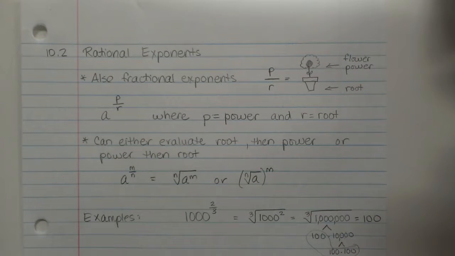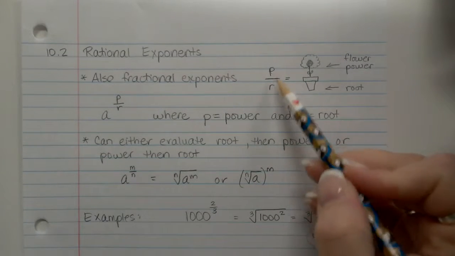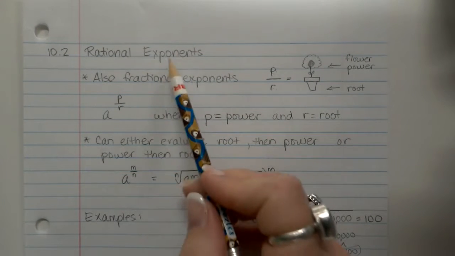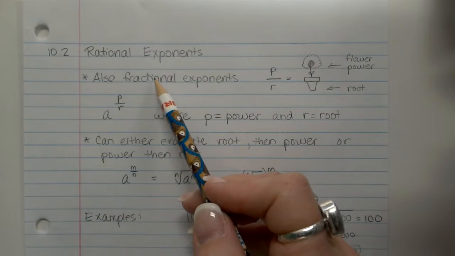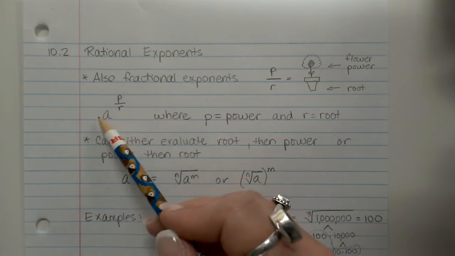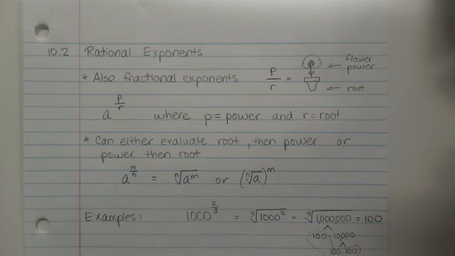Okay, in this section we're going to be talking about rational exponents. Rational is just another way of saying that it's a fraction with integers, so you have a ratio of integers. So an exponent doesn't just have to be a whole number. Sometimes you can raise things to a power that is a fraction.